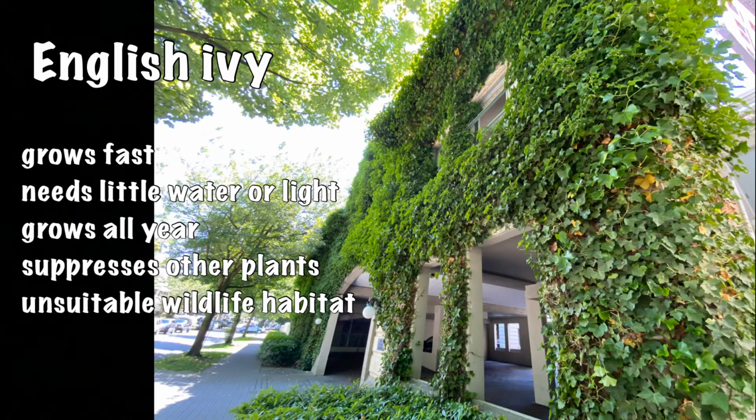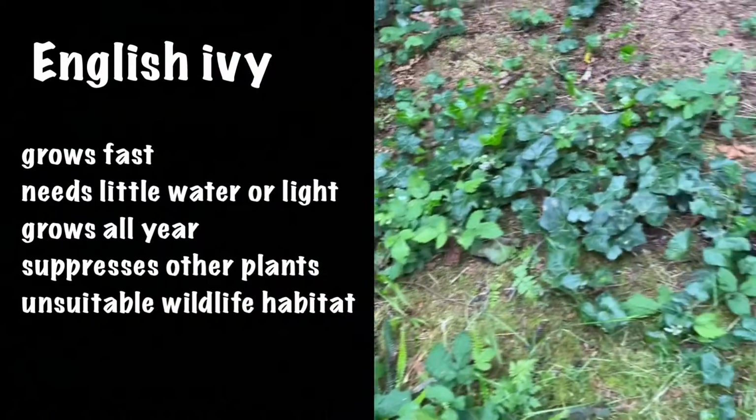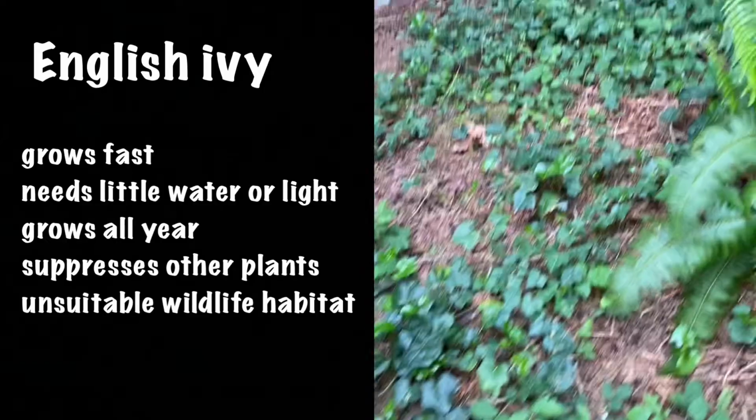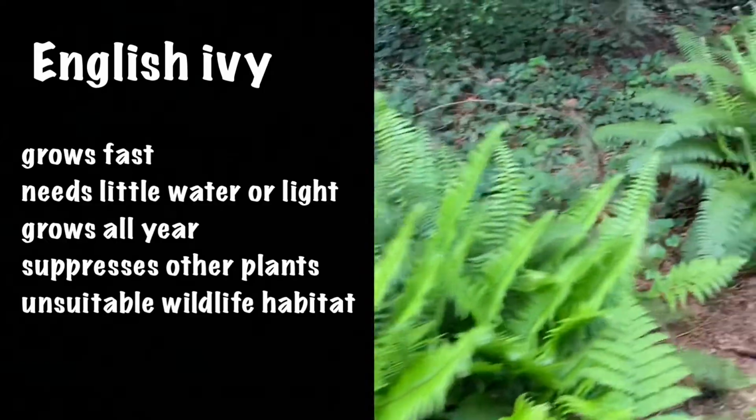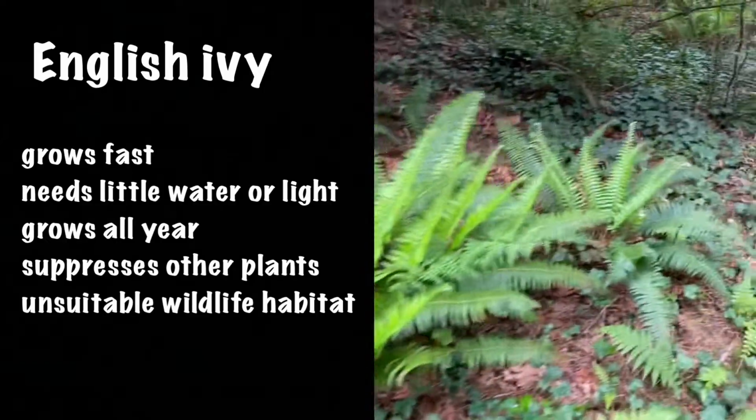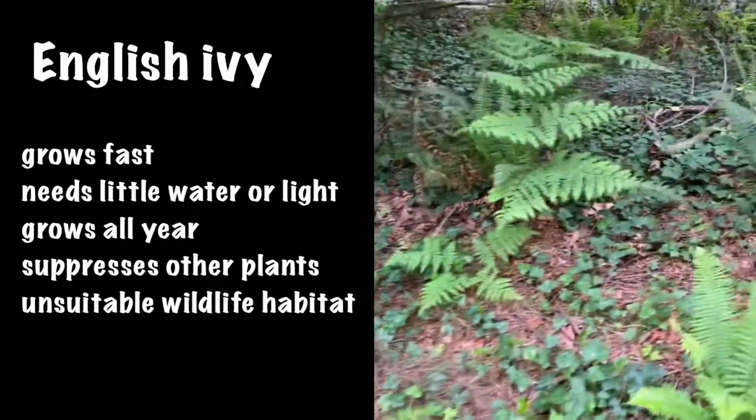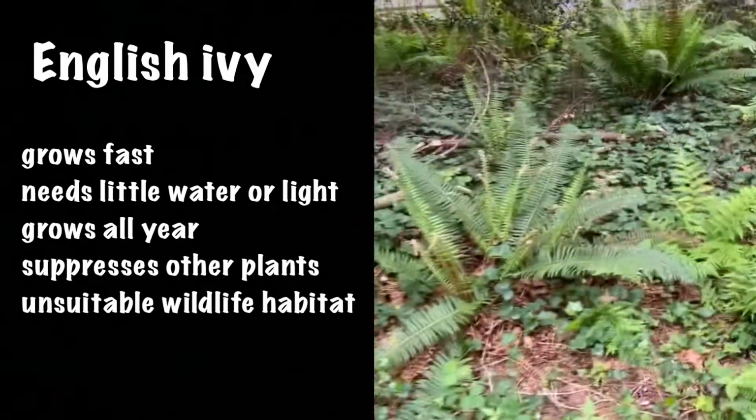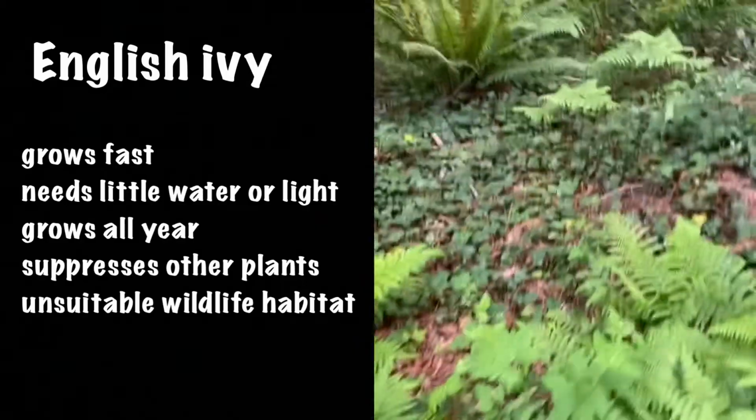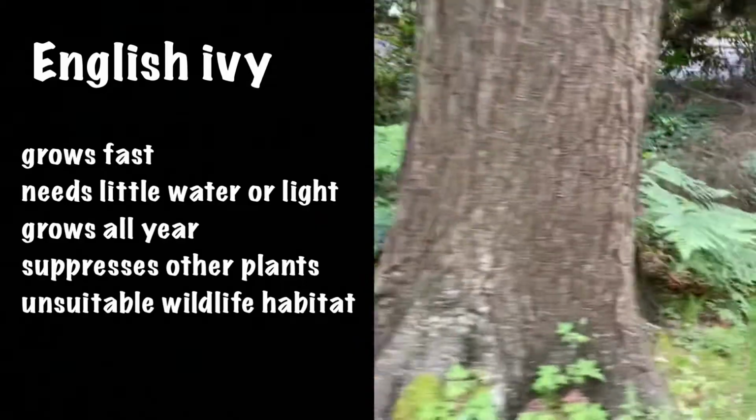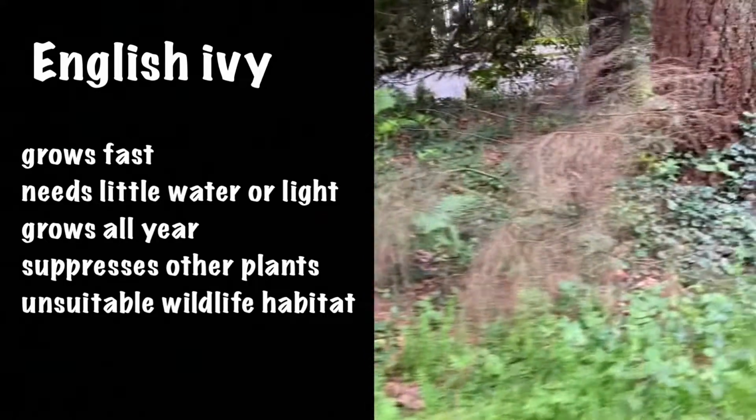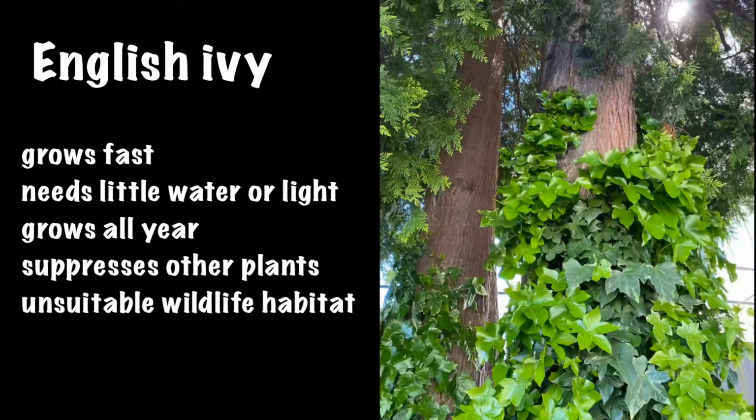English ivy was introduced because it looks so cool climbing up the side of a building. English ivy grows rapidly and needs very little water or light once it's established. It can even grow during the winter. Unfortunately, it quickly forms a dense monoculture ground cover that suppresses and excludes other vegetation, and it's unsuitable for most wildlife habitat. When it climbs up a native tree, English ivy can even deprive the tree's leaves of sunlight and eventually kill the entire tree.